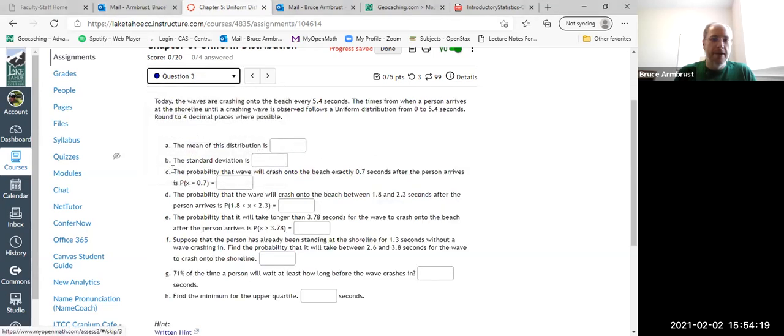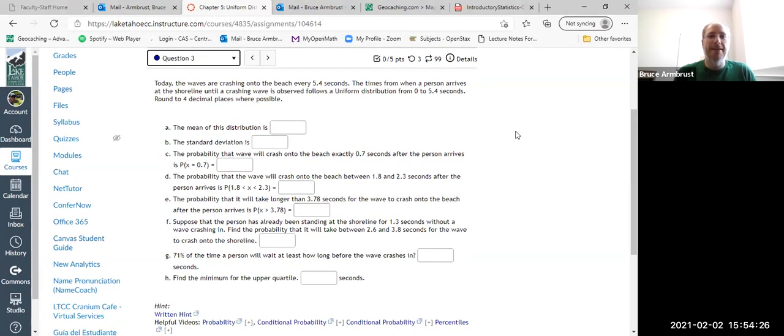So if we look at this one, actually, you know what? Since number 3 came up multiple times, we'll go look at number 3. But again, it says, today the waves are crashing on the beach every 5.4 seconds. Times when a person arrives at the shoreline until crashing is observed follows a uniform distribution of 0 to 5.4 seconds. Okay, so this means that it's just as likely to see a wave crash 1 second after you get there, 2.6 seconds after you get there, 3.9 seconds, like any value between 0 and 5.4 is just as likely.